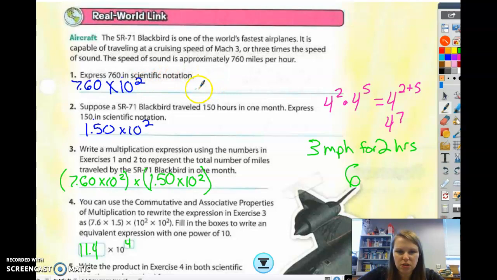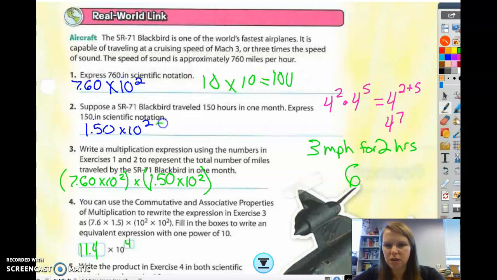Hey guys, really quick, 10 to the second power is 10 times 10, and doesn't that equal 100? So if you're ever confused about how to do this exponent, just think about it: this number times this one should give you your original. So 10 squared is 100, and 7.60 times 100 would give us 760, so that means we did it right.